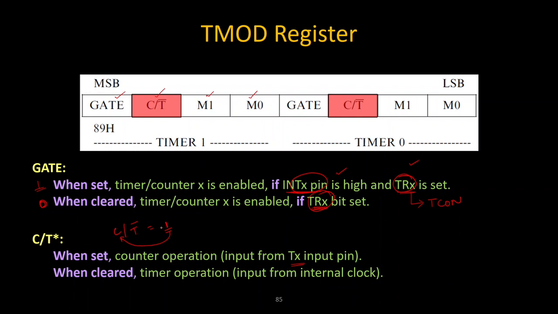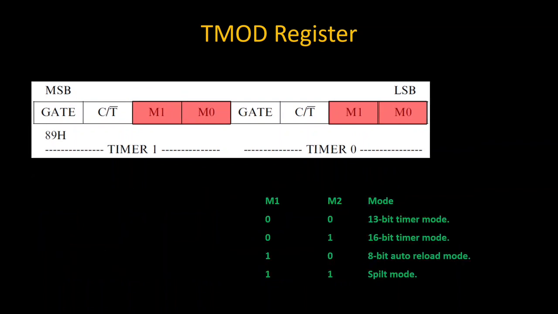So this C bar T, whenever it is going to be 0, your timer is getting enabled. Whenever your timer is enabled, you are going to get the input from your internal clock. This is what it means. After that, these are two different mode configuration bits. So how is it getting configured? While you are looking at your timer 0, I can have modes.